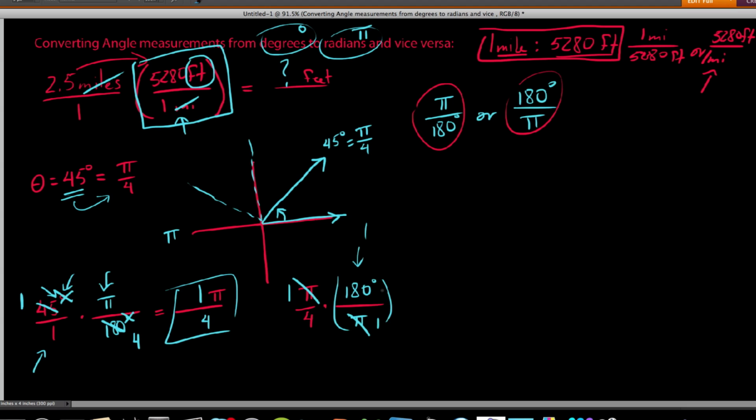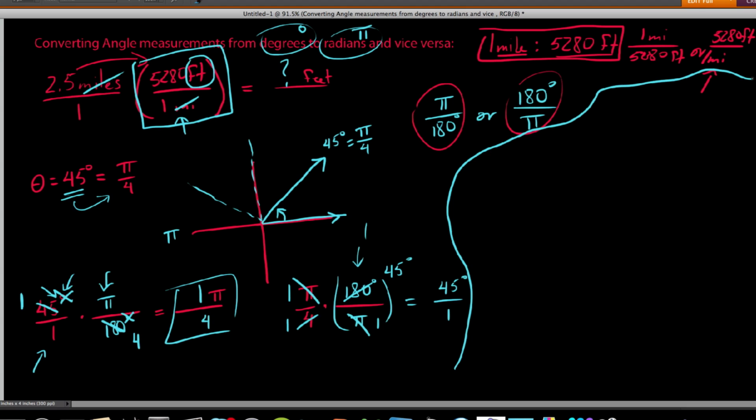We have 1 and 1, and 4 goes into 180 45 times, and the degrees are still up here, and it goes into itself once. So on top we have 1 times 45 degrees is just 45 degrees, and on the bottom we have 1 times 1 is 1. So how about a general outline, Mr. A? Well, I'll tell you what, the fact of the matter is this: if we want to go from degrees to radians, the general principle is this: multiply.